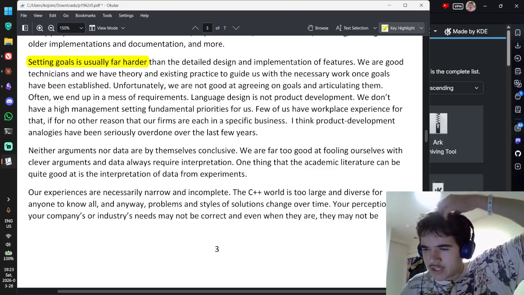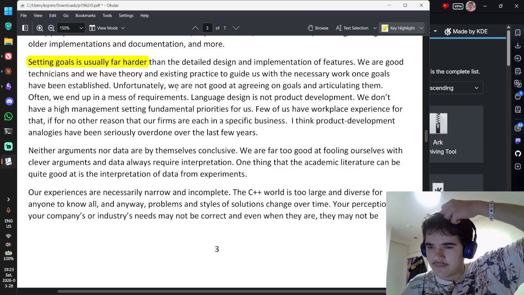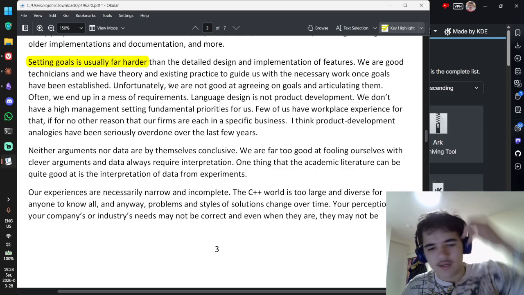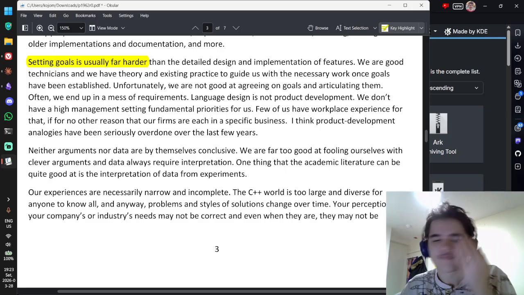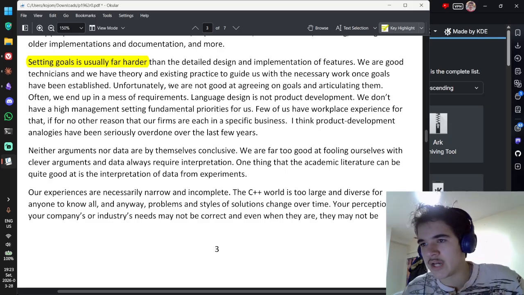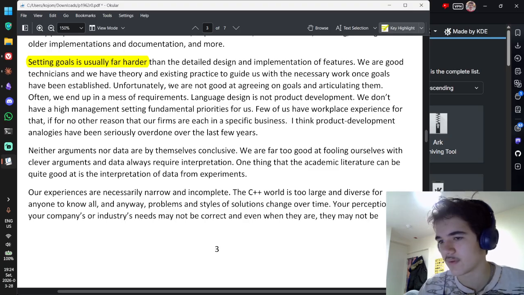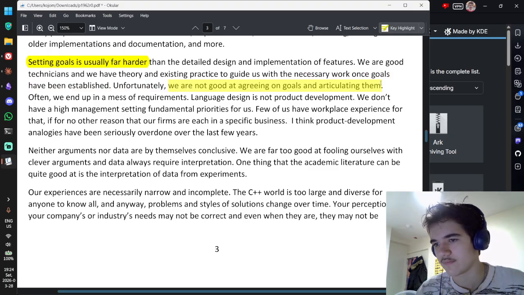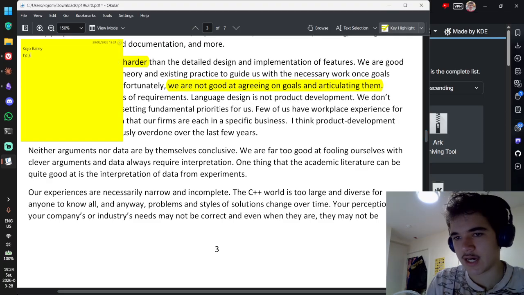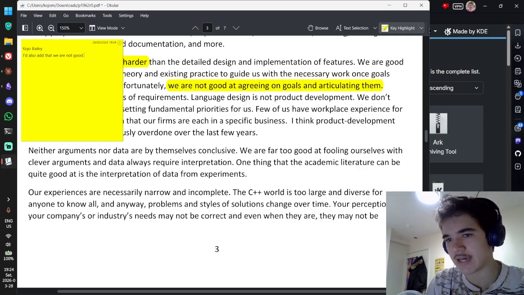We are not good at agreeing on goals and articulating them. Why are we not good at agreeing on goals? I'd say we're not good at agreeing on goals because we're not good at articulating them, or even articulating why we don't agree on them. I'd also add that we are not good at articulating why we agree or disagree on goals.